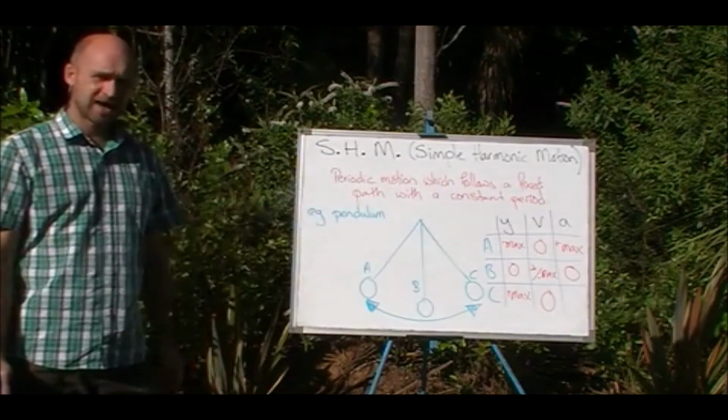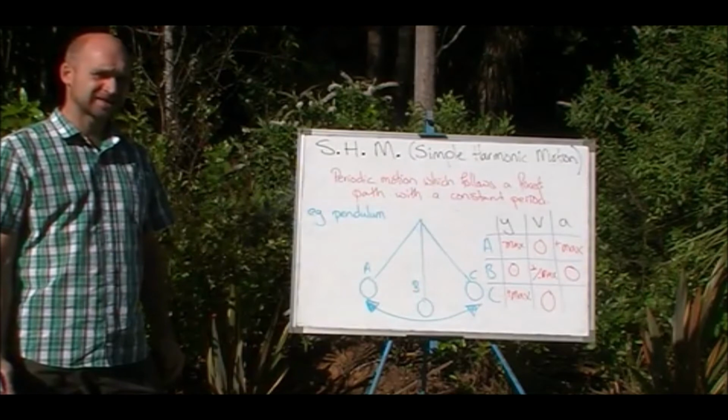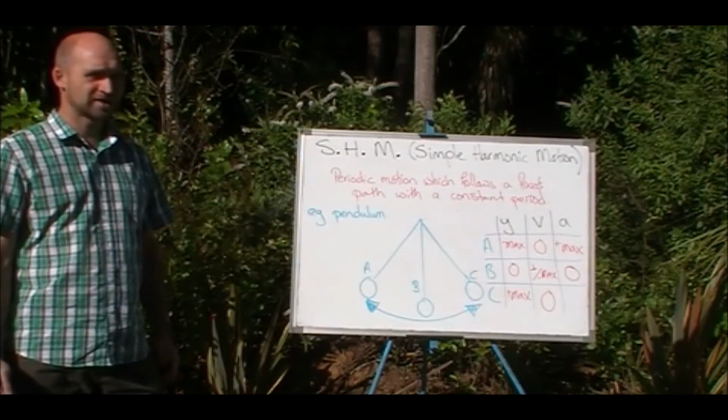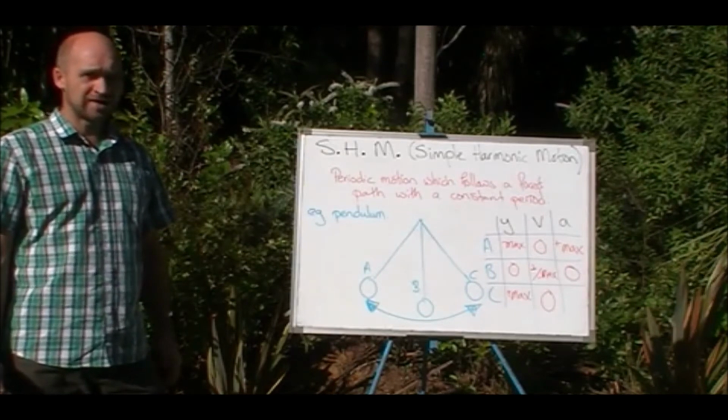And the opposite argument can apply at position C. It gets slower and slower as it approaches C, and then after it's been at C, it accelerates back towards the equilibrium position. So that acceleration is negative, to the left.